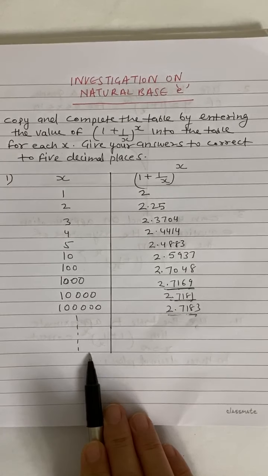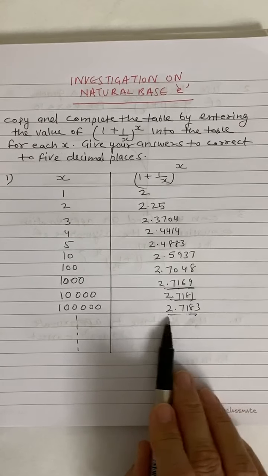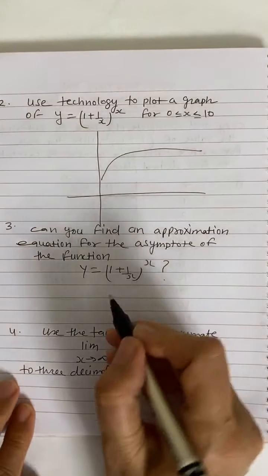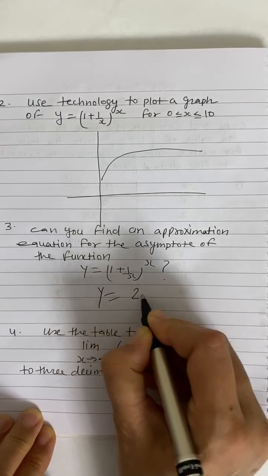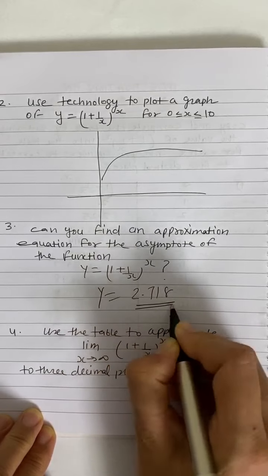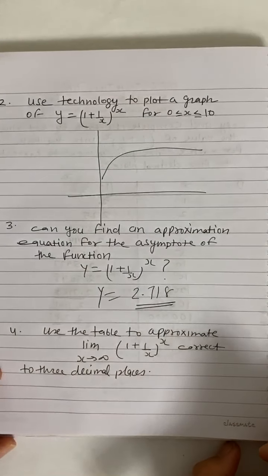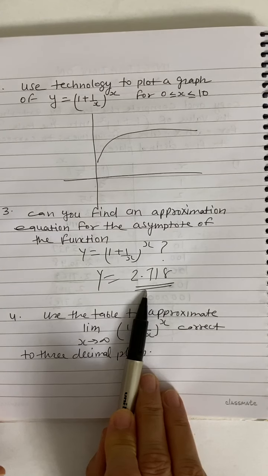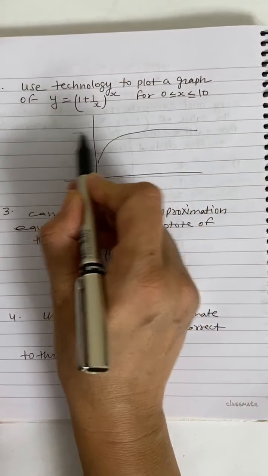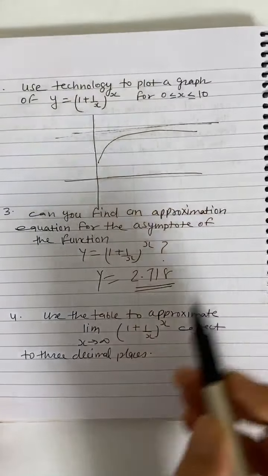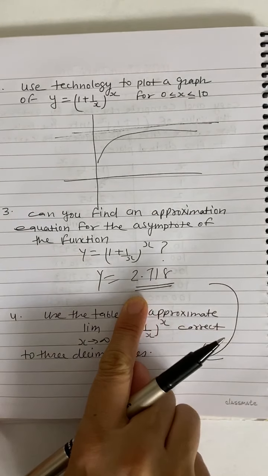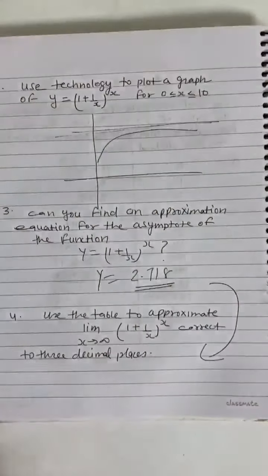Even if you increase the power of 10, the values are going to be very, very close to this number. So the asymptote in this case is going to be y equals approximately 2.718. You can see this from the graph, because the asymptote will be like this. The same thing you can see from the table also. We used the table to find this value, but you can also see it from the graph.